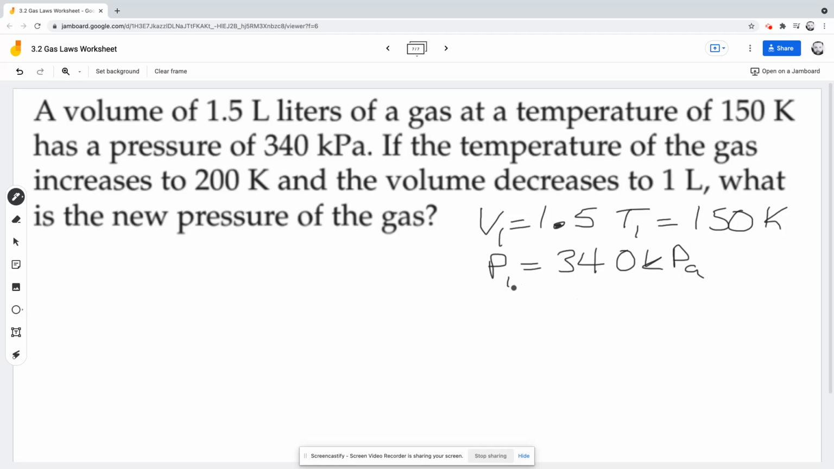If the temperature of the gas increases 200 K, well, what's 200 K plus 150? Right? 350. So if it says increases, oh wait, no, it says increases to 200. See, I got excited. So the new temperature is 200. So T2 equals 200.